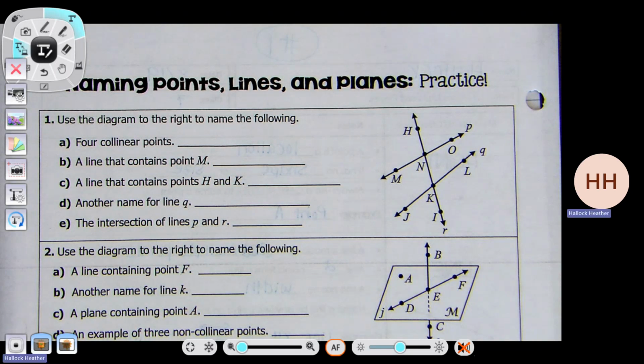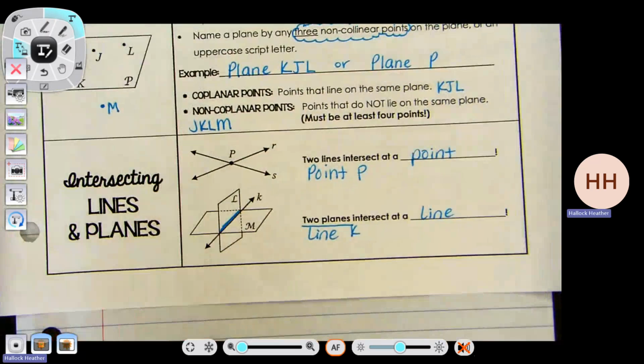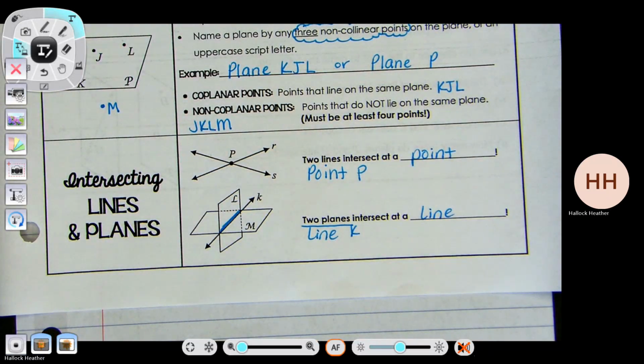You want to flip it back separate real quick so you can get those problems in? Because we did those too. Here you go.